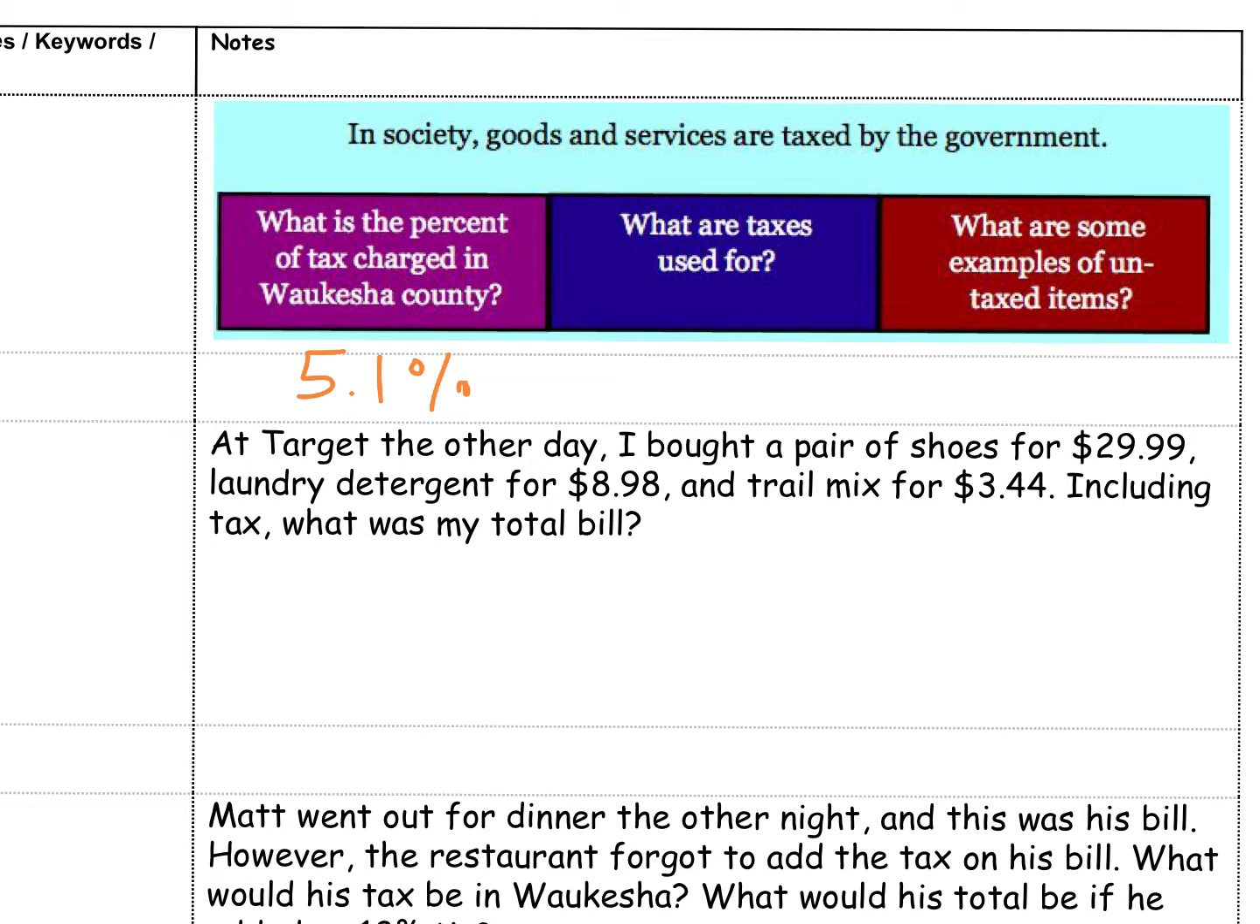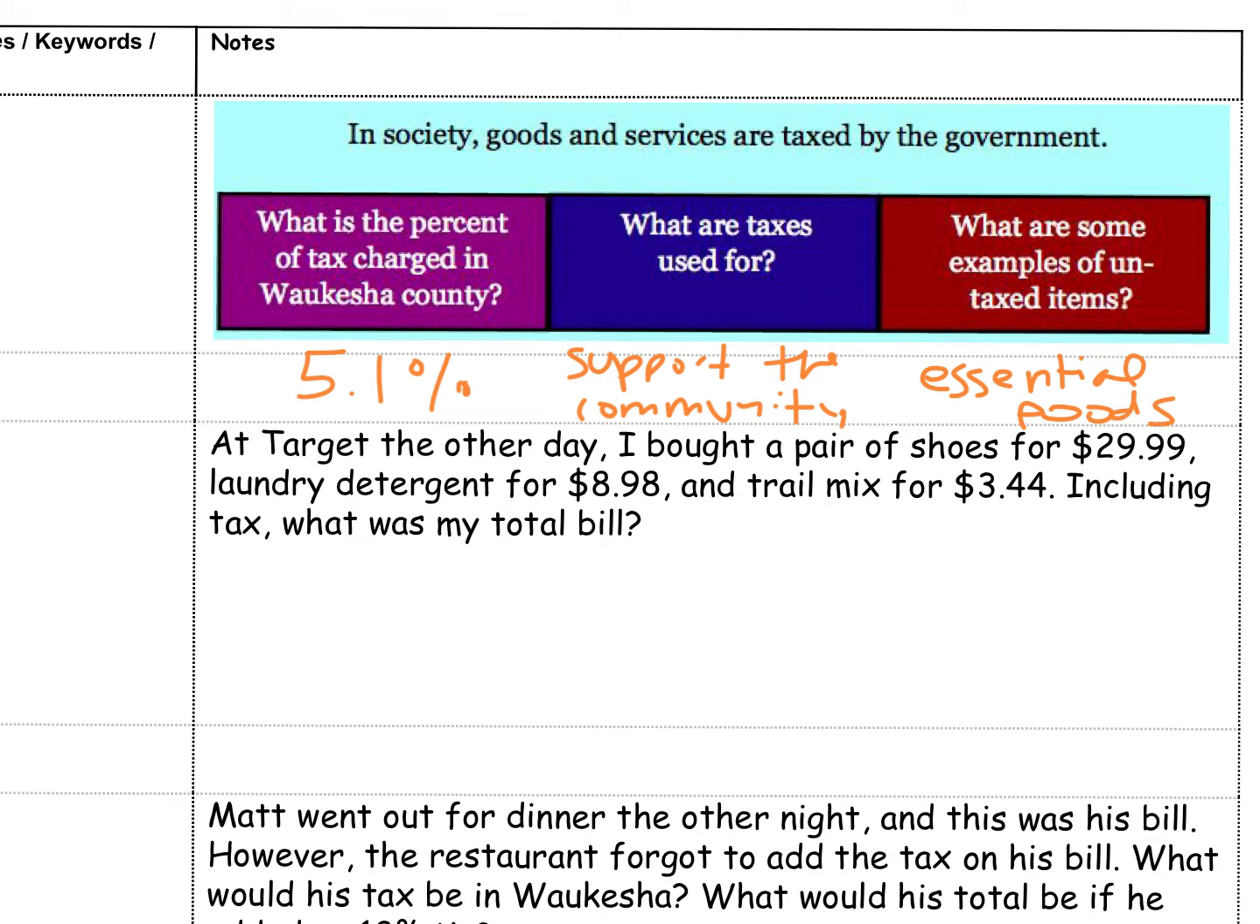So these taxes are used to keep the community nice and to support the community. So things that support the community would be your police officers, schools, firefighters, things like that. Those are things that are keeping your parks nice. All of that uses tax money to keep it in good conditions. And then your untaxed items are your essential food.